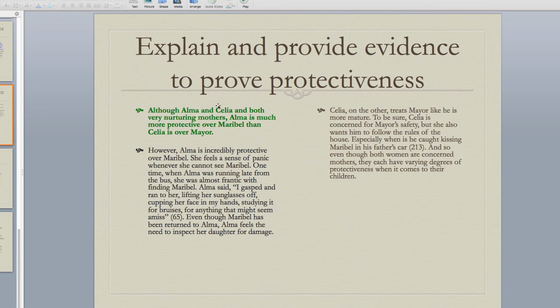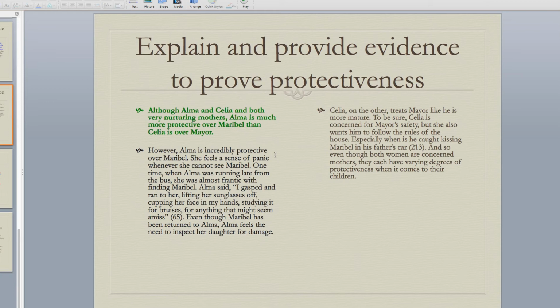Again, keeping with the same topic sentence here, now I'm going to write a couple of sentences that provide evidence showing how protective they are. In the case of Alma, I felt that the moment when Alma is late to pick up Maribel from the bus was definitely the strongest piece of evidence of how panicked she gets when she does not feel like she is in control of Maribel. So my sentence would say, however, Alma is incredibly protective over Maribel. She feels a sense of panic whenever she cannot see Maribel.